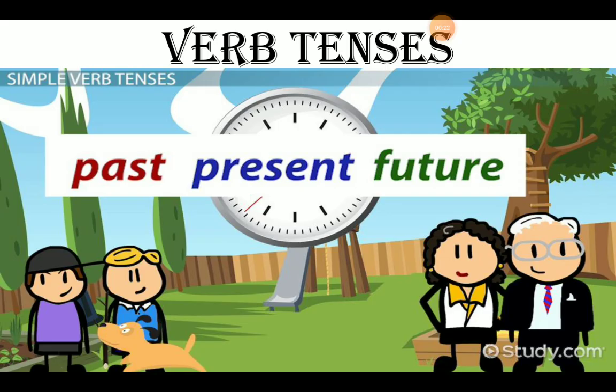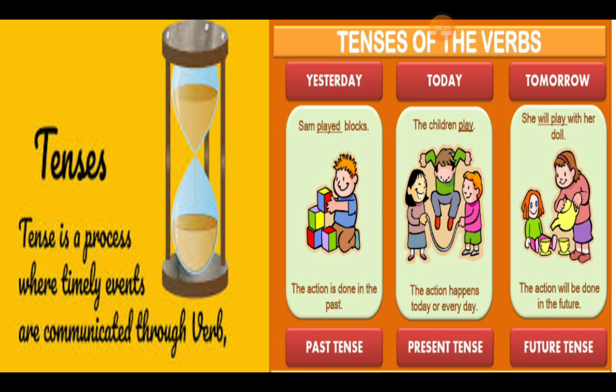In today's class, we are going to see verb tenses. You may know there are three basic tenses: past tense, present tense and future tense. First of all, what do you mean by tense? Tense is a process where timely events are communicated through verbs.